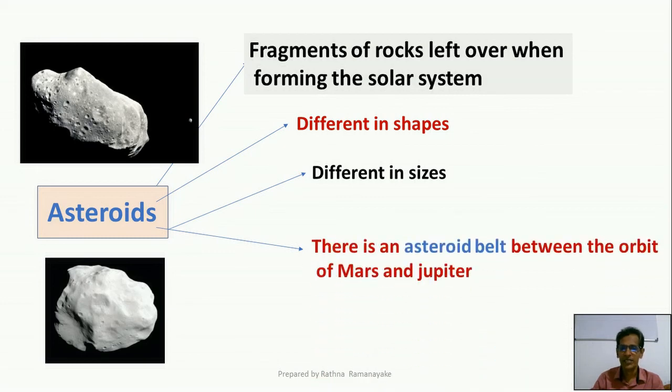There is an asteroid belt between the orbits of Mars and Jupiter. Belt of asteroids.